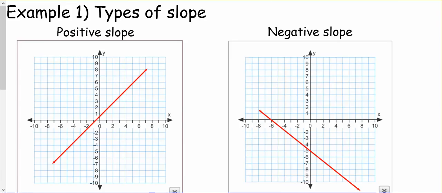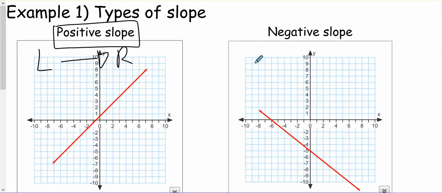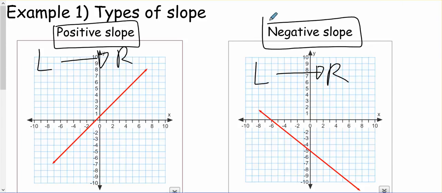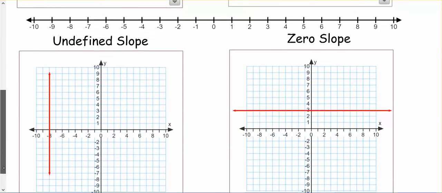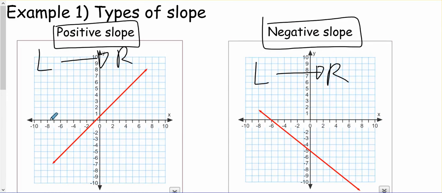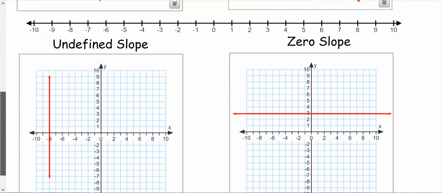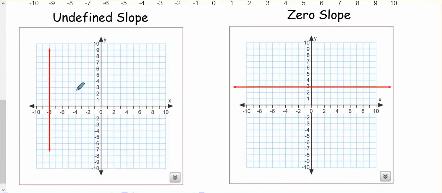So examples of slope. Now think of it as always moving from left to right. If we go up as we move from left to right, we say that's a positive slope. And if we go down as we move from left to right, we say that's a negative slope. So we've got a positive slope and a negative slope. If our line goes straight up and down, then we say that it has an undefined slope.